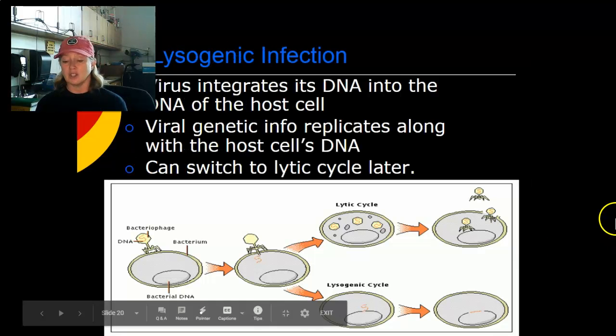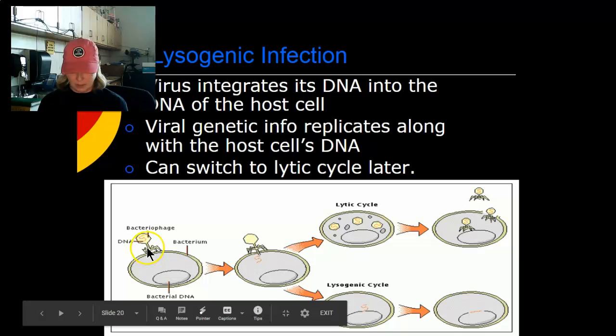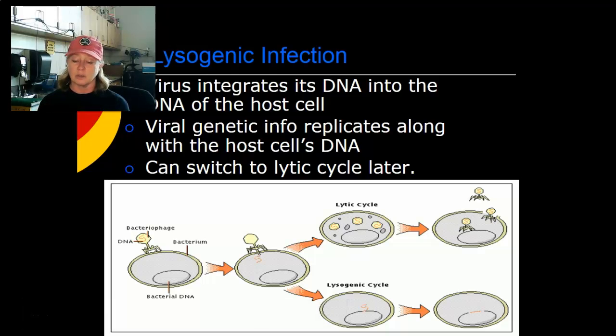A lysogenic infection is when the virus integrates its DNA into the DNA of the host cell. You can see that I have, again, a bacterium. This is a T4 bacteriophage. It's inserting its little DNA there, and its DNA is going to join in to the DNA of the host cell. It will reproduce as long as the host cell keeps reproducing, and then eventually something will trigger it to go into the lytic cycle.